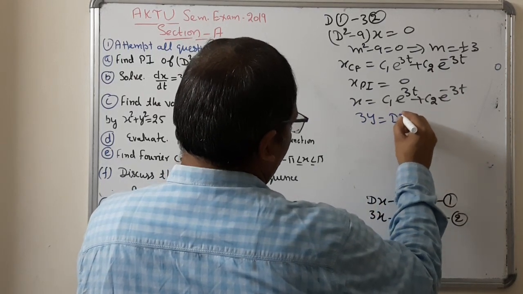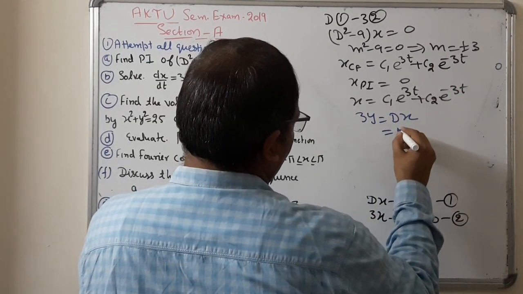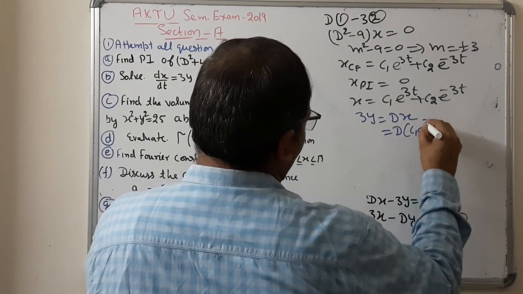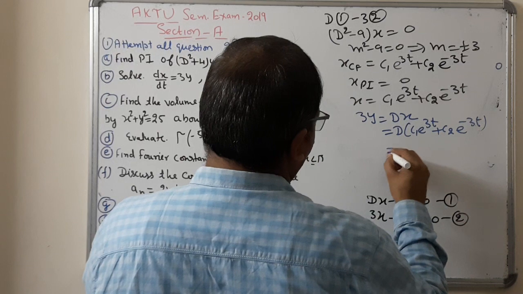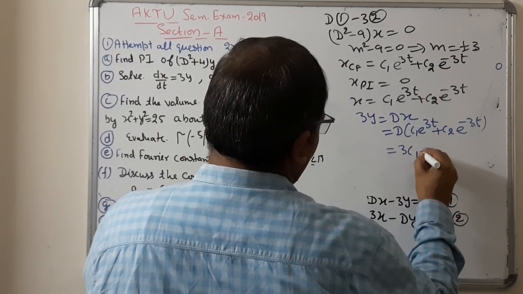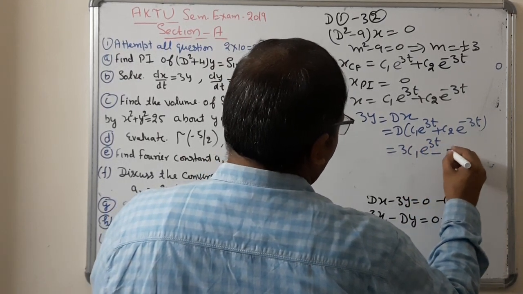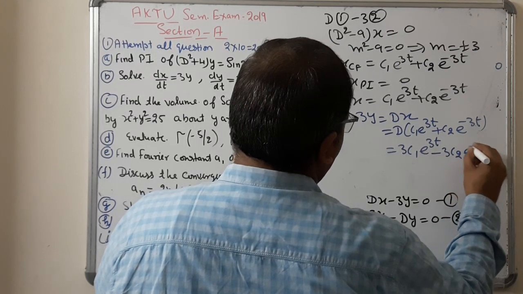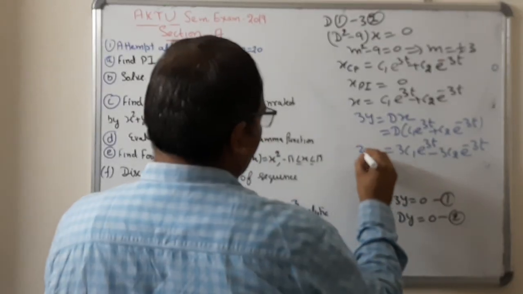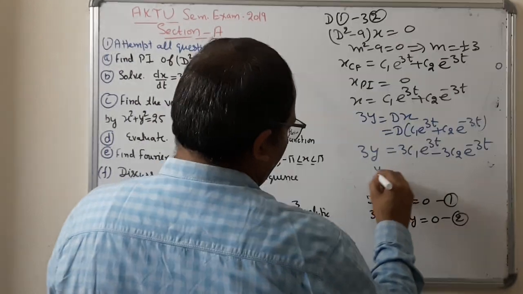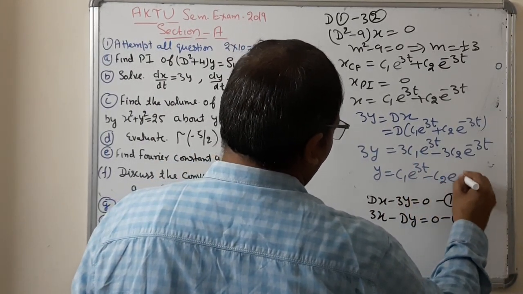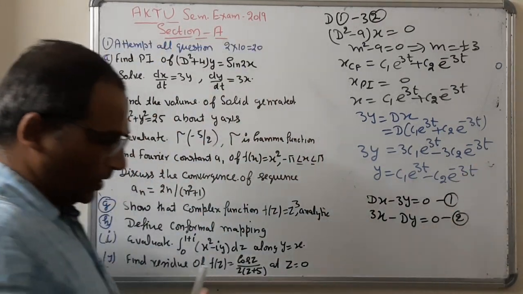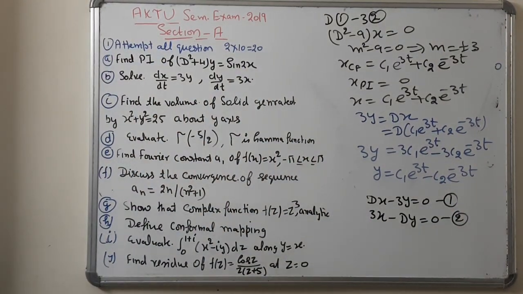is equal to Dx, that means d of C1 e to the power 3t plus C2 e to the power minus 3t, that is 3C1 e to the power 3t minus 3C2 e to the power minus 3t, that is equal to 3y. So y can be written as C1 e to the power 3t minus C2 e to the power minus 3t. This is the value of this one. Now comes the C part.